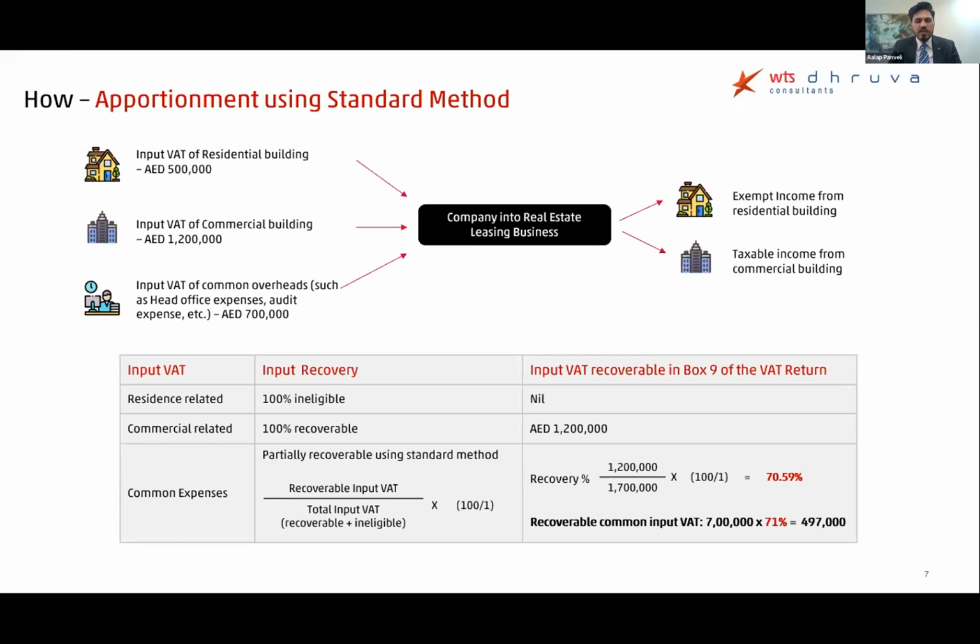So in my example, the 70.59 gets rounded off to 71%, and 700,000 into 71% is 497,000. So out of the 700,000, 497,000 is your recoverable portion of common value. So in this return, if these are the only transactions, my total recoverable VAT in the return would be 1.2 million plus 497,000.